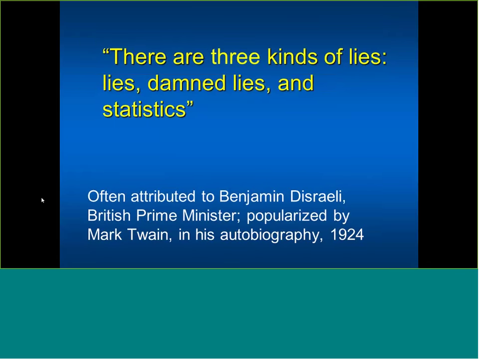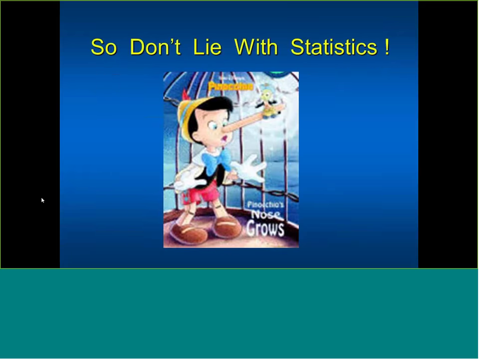So remember, there are three kinds of lies: lies, damned lies, and statistics. This was popularized in an autobiography by Mark Twain, so don't lie with statistics.